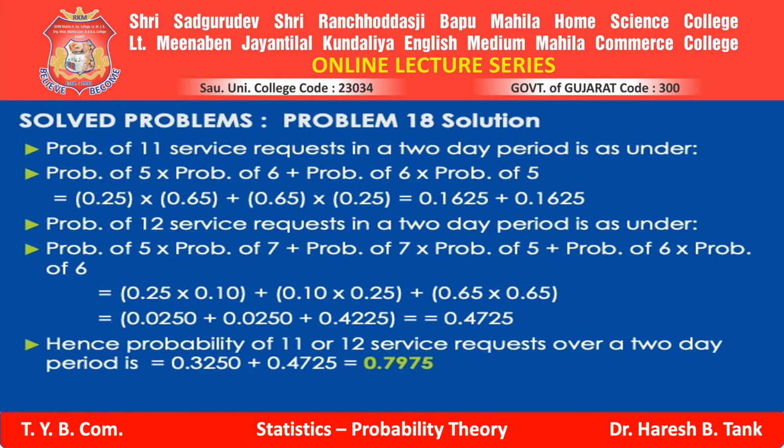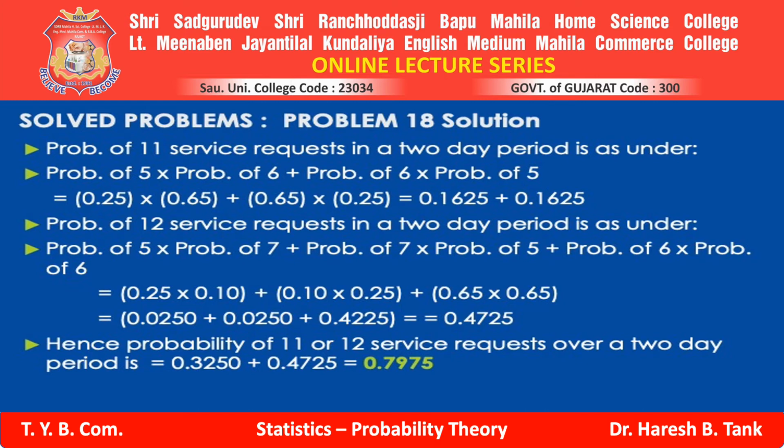Probability of 5 multiplied by probability of 6 plus probability of 6 multiplied by probability of 5. Naturally, this sum is because of whether 5 6 or 6 5. That makes it 11. All these probabilities are known to us. By making a product and a summation, ultimately it comes to 0.1625 plus 0.1625.